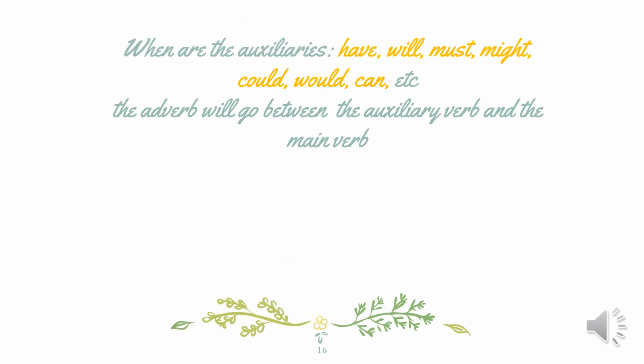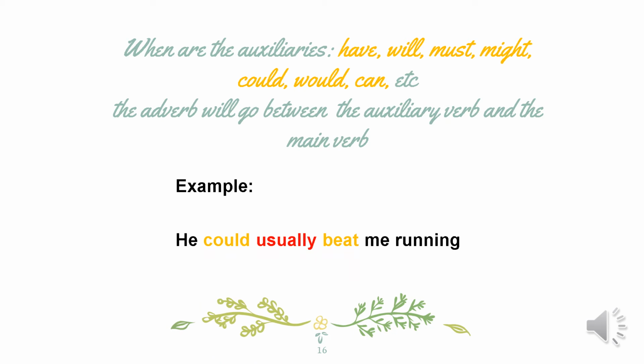When there are auxiliaries like have, will, must, may, could, would, can, etc., the adverb will go between the auxiliary verb and the main verb. For example, he could usually beat me running. Could is the auxiliary, usually is the adverb, beat is the main verb.